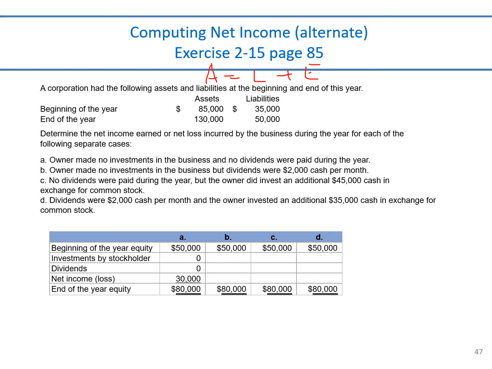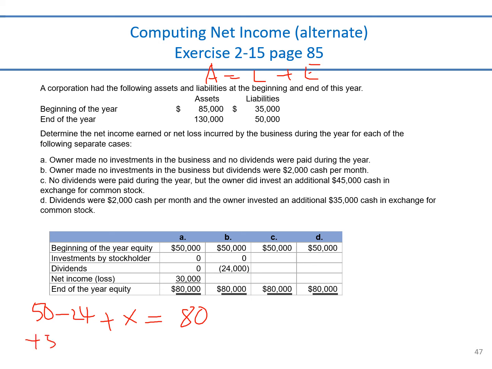All right, in part B, they say the owner made no investments in the business, but dividends were $2,000 cash per month. Well, there's 12 months in a year, right? 2 times 12, 24. So we have 0 investments by the stockholders, but they paid dividends of 24,000. Those reduce your equity, so they're showing up as a negative number. And then they want us to solve for X, right? So 50 minus 24 plus X equals 80.